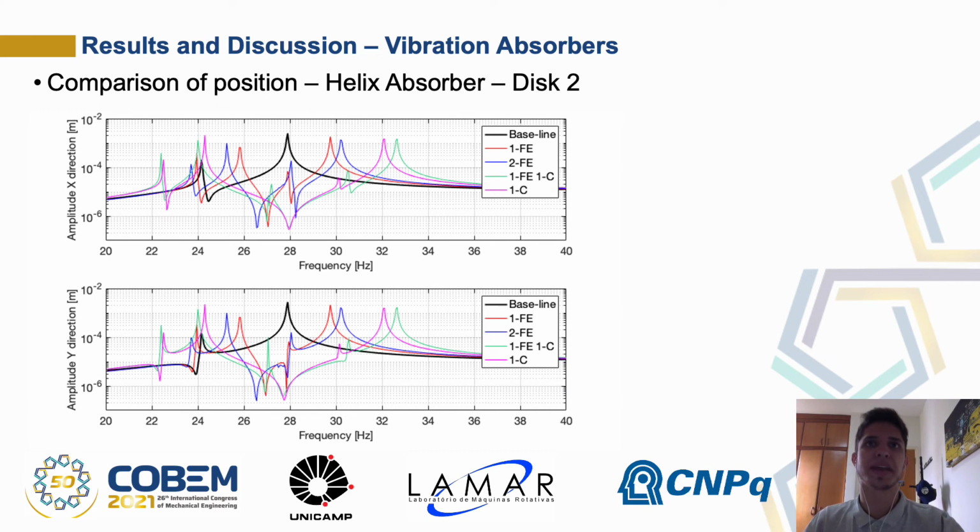This graph is analogous to the previous one, but showing the amplitude on disk 2. Besides the impact of having more mass, it is also visible that placing the absorber centralized between the disks shows greater influence than placing the absorber at free end. In practical application, however, this position must be considered carefully due to spatial constraints on the rotor.